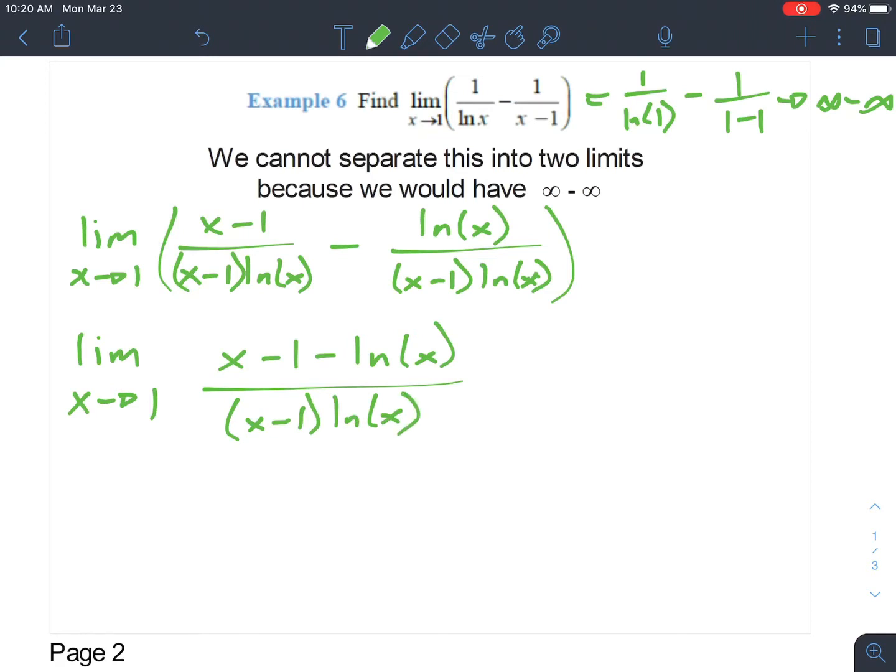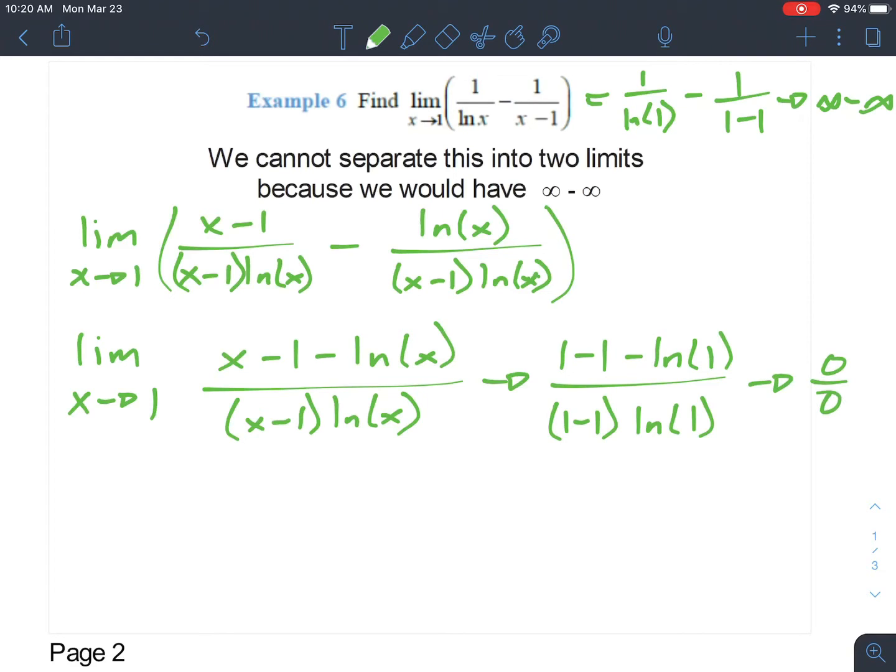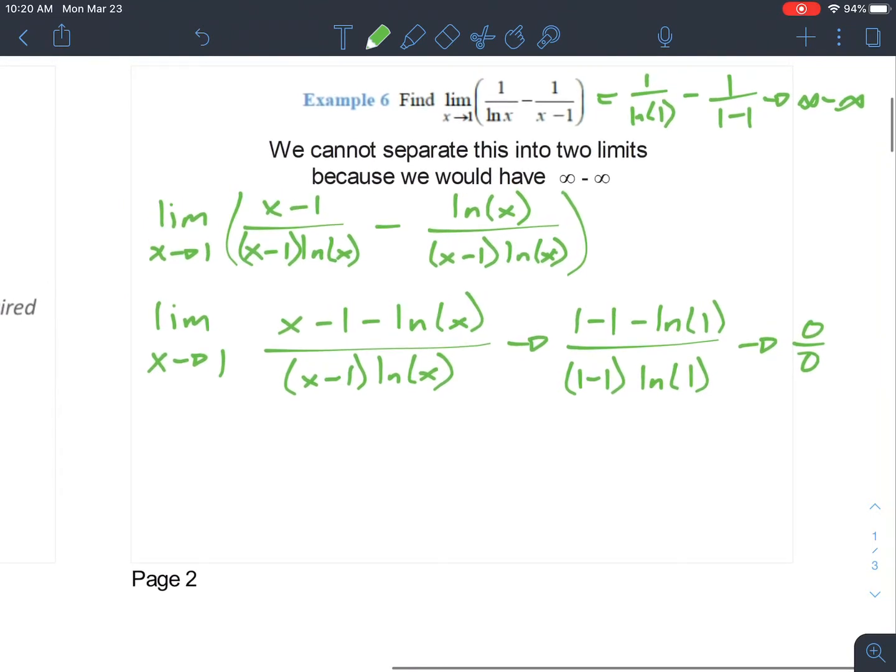Okay. Now before we can do L'Hopital's, we do need to check if we have an indeterminate form. So if we put in 1, we're going to get 1 minus natural log of 1, and then that is going to be over 1 minus 1 times natural log of 1. We're going to get 0 over 0. That is indeterminate, so we can go ahead with L'Hopital's.